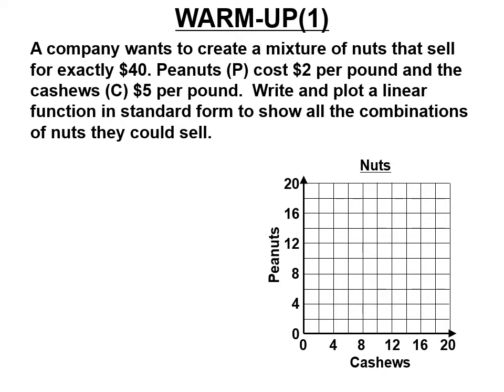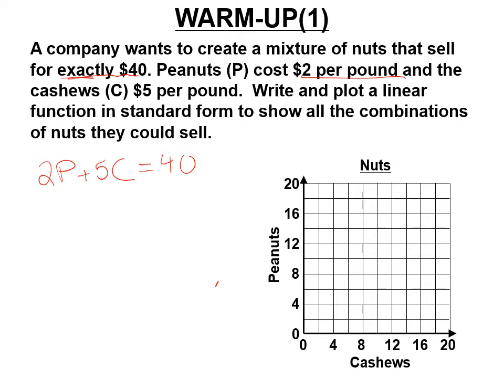A company wants to create a mixture of nuts that sell for exactly $40. Right? So this is not going to be an inequality, it's going to be an equation, exactly $40. Peanuts cost $2 per pound. There's our rates. Our rates are going to be our coefficients. So it's $2 per pound for peanuts and $5 per pound for cashews. And it's going to be an equation. And we're going to write and plot a linear function in standard form to show all the combinations of nuts they could sell for $40.